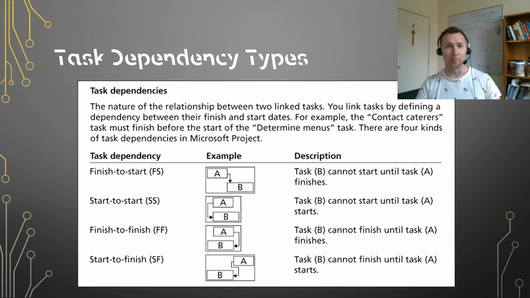Dependencies can be quite complex in the precedence diagramming method. Finish to start are the obvious ones, where you finish one task before the next one starts, but the others require one task to start before another can start, or one to finish before another can start, or one to start before another can finish.